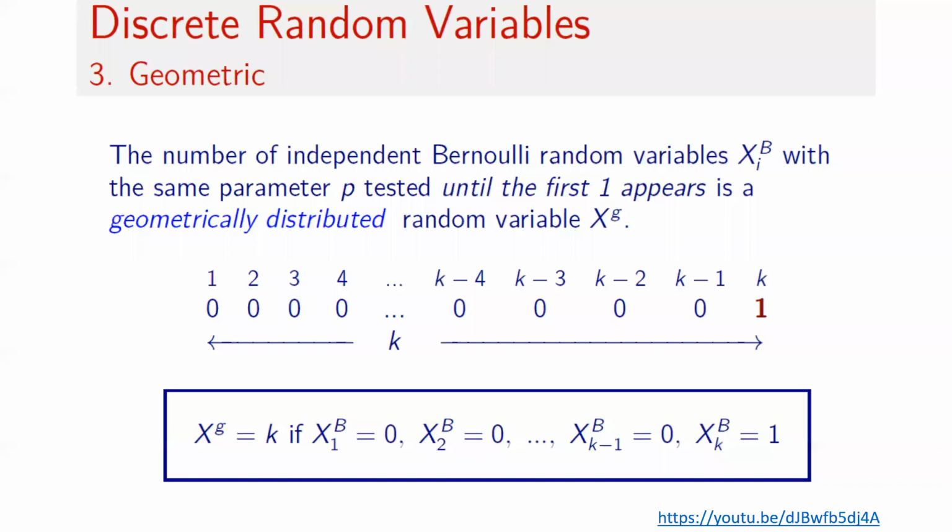Formally, we can also define the geometric random variable in this way at the bottom: capital X subscript G is equal to k if capital X subscript 1 is equal to 0, then the second step is equal to 0, and so on, until we obtain the value equal to 1. So here we have a geometric representation of our problem.